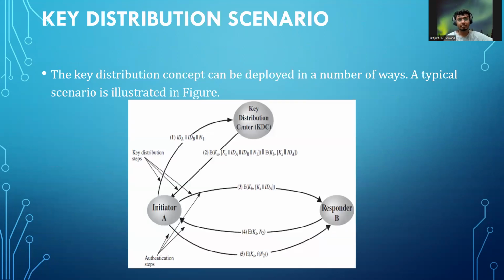Key distribution scenario. The key distribution concept can be deployed in a number of ways. A typical scenario is illustrated in the figure. Initiator A and responder B. Initiator A will be connected to the key distribution center. The key distribution center provides a key to initiator A, which will be shared between initiator A and responder B. Between initiator A and responder B, authentication steps will be performed.